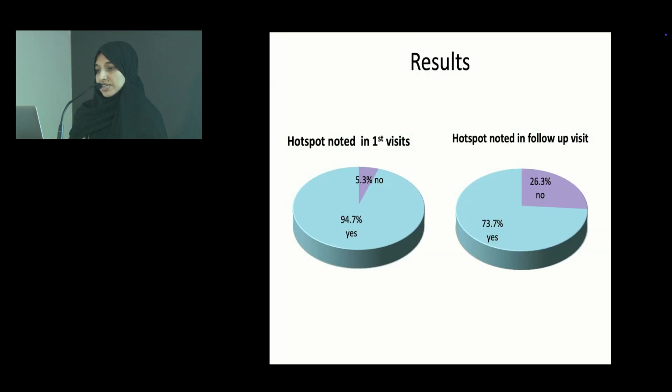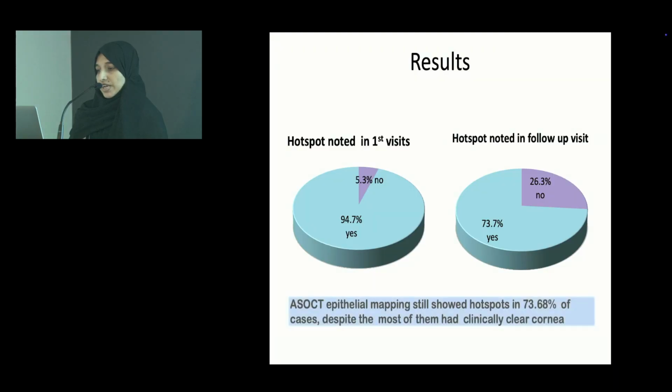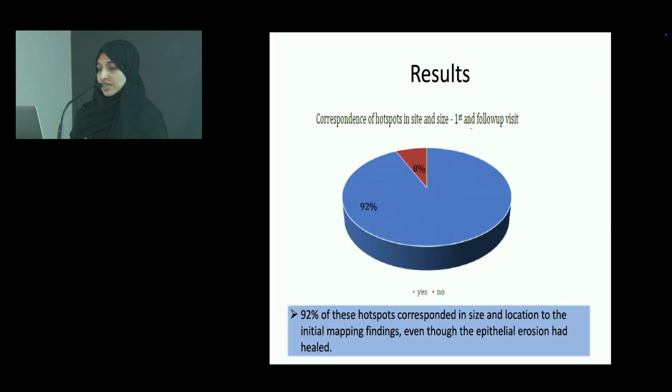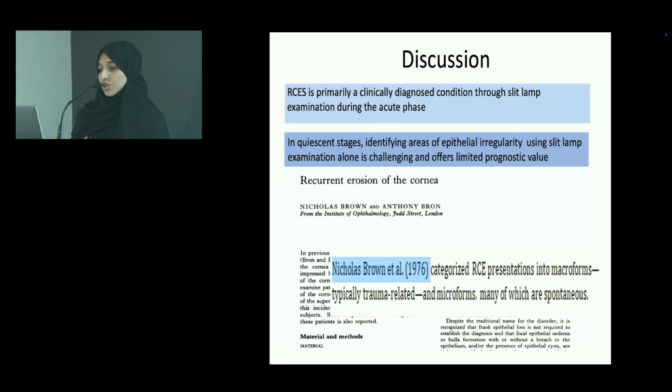When we analyzed the hotspots, 94.7% of the patients had a hotspot at the primary visit, whereas at the second visit 73.7% still had a persisting hotspot, despite most of them having a clinically clear cornea. We also analyzed the hotspots in terms of correspondence in size and site between the first and follow-up visits, which shows 92% of the hotspots at the second visit corresponded in size and location to the initial mapping finding, even though the epithelial erosion had healed.